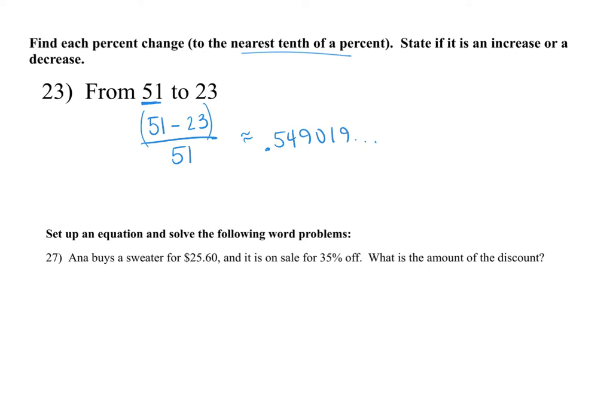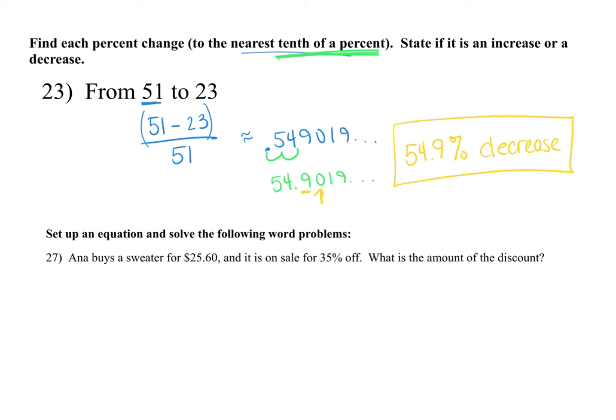You want to change it to a percentage first. So multiply by 100 or move the decimal over. So I have 54.9019 and it keeps going. I want to round to the nearest tenth of a percent, which means I look at the second decimal. Below 5, I keep it. 5 or more, I round it up. So this is going to be 54.9%. And did I go up or down? I went from 51 to 23, so I would write the word decrease here. That whole thing is my answer.